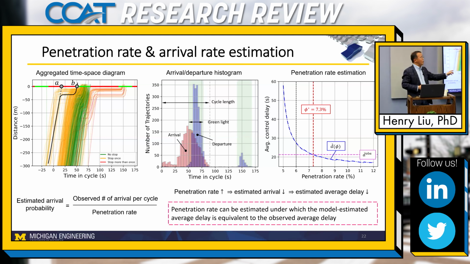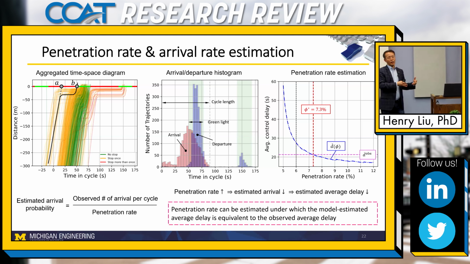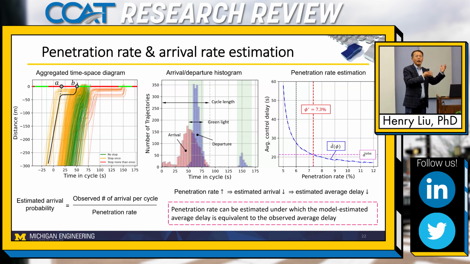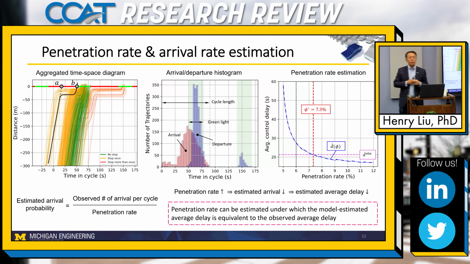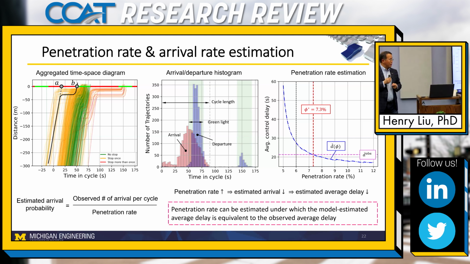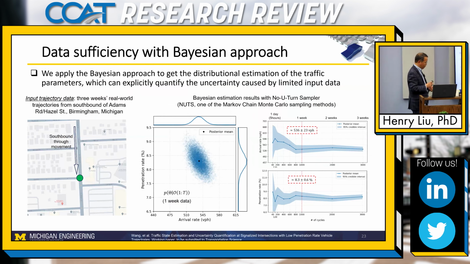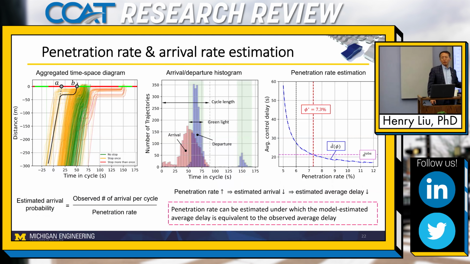Now, given the arrival and given the departure, remember I can use the simple point Q model we developed as part of the Newell coordinate. We can also calculate theoretically how much delay it is. So with that, we have observation and we have theoretical estimation with a penetration rate. Then we can estimate what percent of vehicle trajectory data is available, so it's very easy for us to derive a point estimate of the penetration rate.